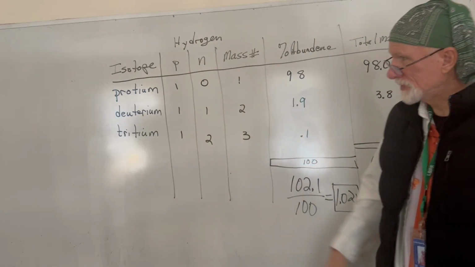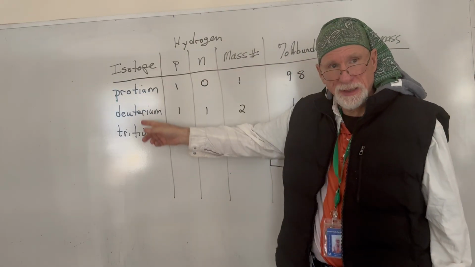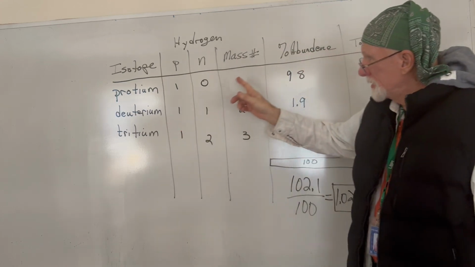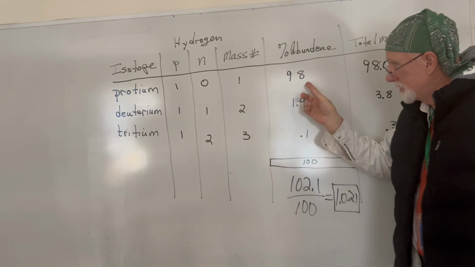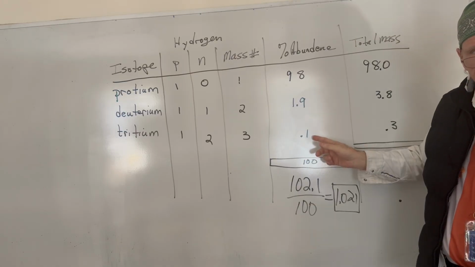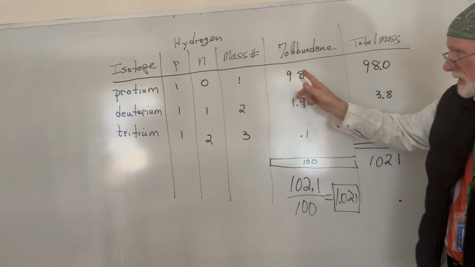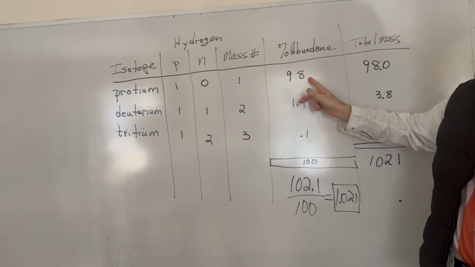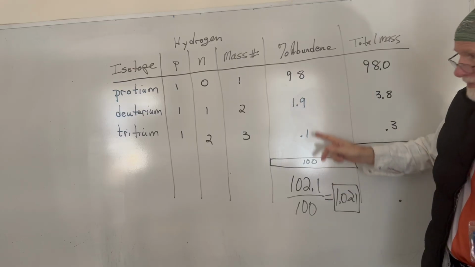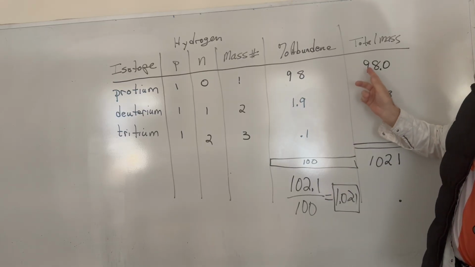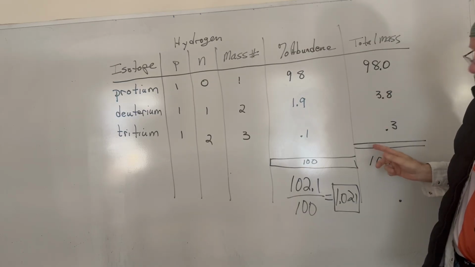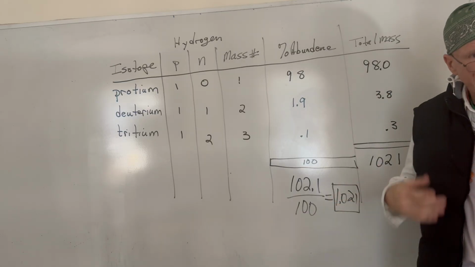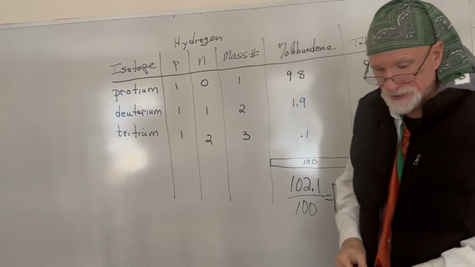So that's where those decimals come from. It's simply this: you list the isotopes, you list the mass number for each isotope, you list the percent abundance, mass number times percent abundance, if you're assuming 100 atoms, is going to equal a total mass for that isotope, add up all of the masses, divide by 100, and that's your atomic mass.